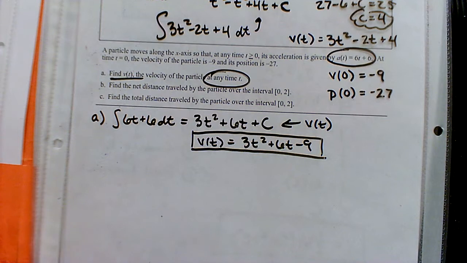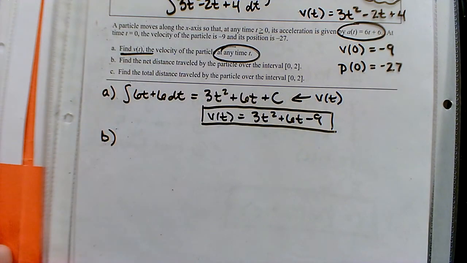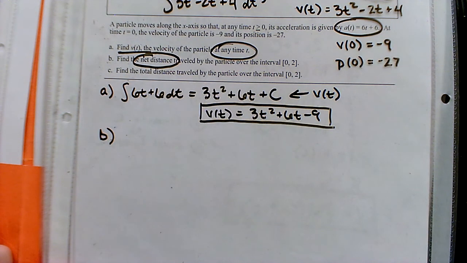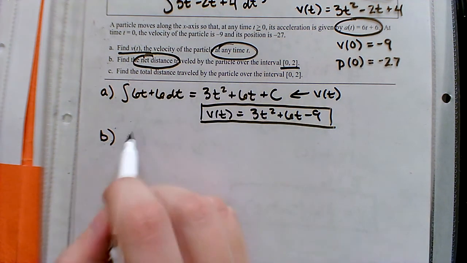All right, let's see what else we can figure out about this particle. Find the net distance, aka displacement, of the particle on the interval from 0 to 2. Basically, where it starts at 0 and where it ends at 2, how far did it travel between those two points? What do you want to try? You can use your calculator to plug the v of t equation into an interval of 0 to 2.